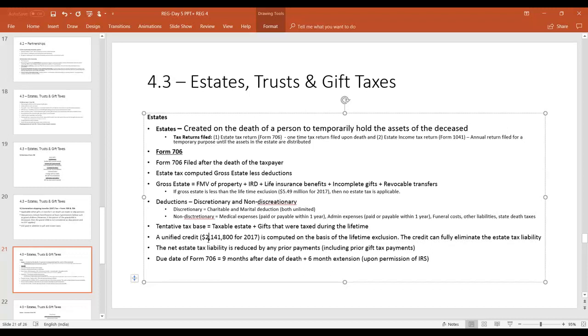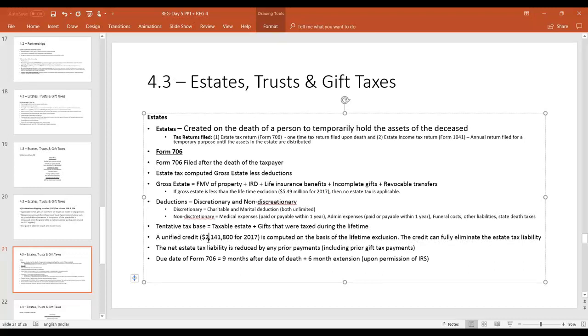And the executor of the estate takes care of the filing. What consists of your gross estate? It consists of the fair market value of property. It consists of something known as IRD, which is income with respect to decedent. We've seen glimpses of this maybe when we did Reg 2 or Reg 1, but what is income with respect to decedent? This is basically income that was earned by the decedent prior to death, but it was not distributed to him. So therefore, it becomes part of his estate.